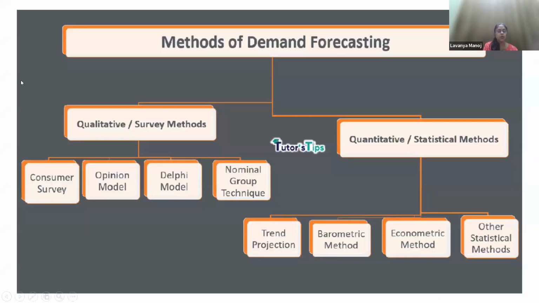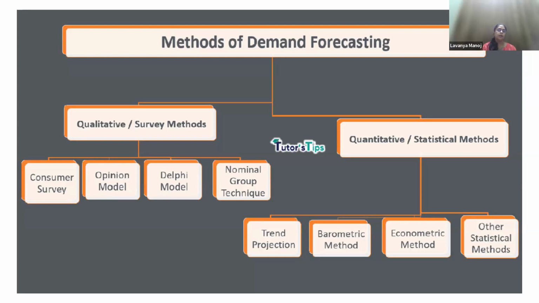Let's see what are the techniques or methods for demand forecasting. There are qualitative methods and quantitative methods. Qualitative methods are otherwise called survey methods, whereas quantitative methods are otherwise called statistical methods. If it is statistical methods, you need to have data. If it is survey methods, you don't need any past data. All you can do is collect the data live from the market, from the customer. So no historical data is required for qualitative techniques. But for a quantitative technique, you need historical data for a product.